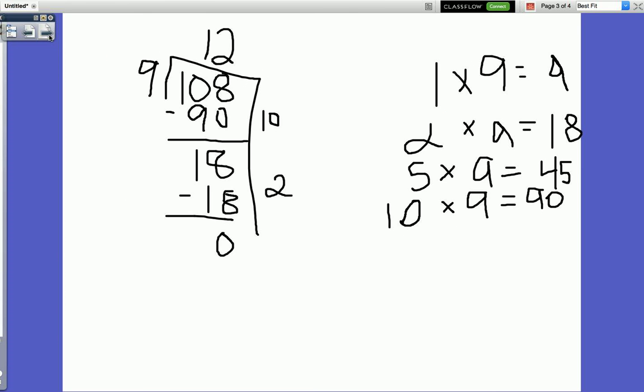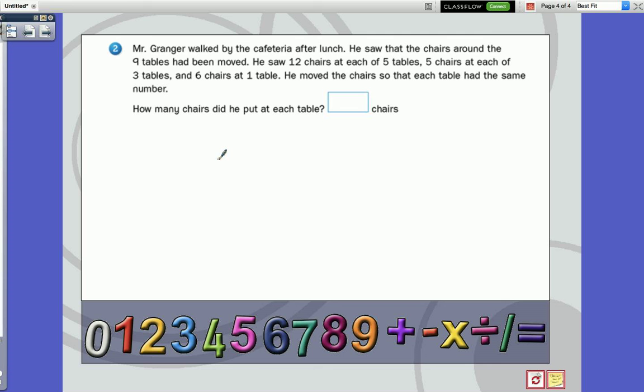All right, next problem. Mr. Granger walked by the cafeteria after lunch. He saw that the chairs around the 9 tables had been moved. He saw 12 chairs at each of 5 tables, 5 chairs at each of 3 tables, and 6 chairs at 1 table. He moved the chairs so that each table had the same number. How many chairs did he put at each table?